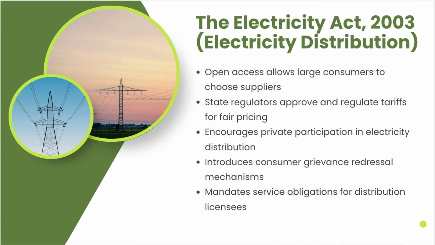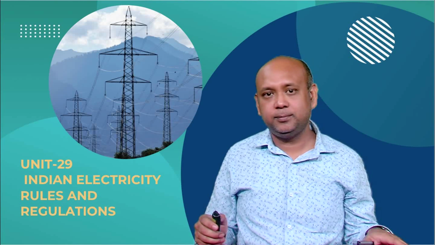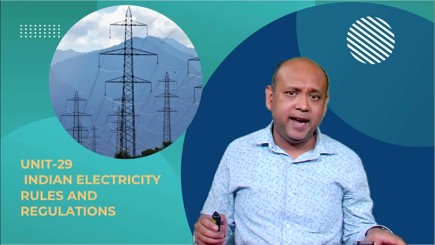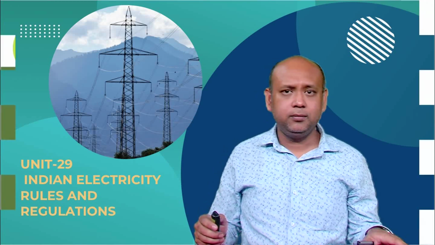Reliable supply. Distribution companies have clear service obligations, meaning they must ensure an uninterrupted and efficient power supply. Tariff regulations. So electricity pricing needs to be fair and sustainable. Here's how the Act regulates it.